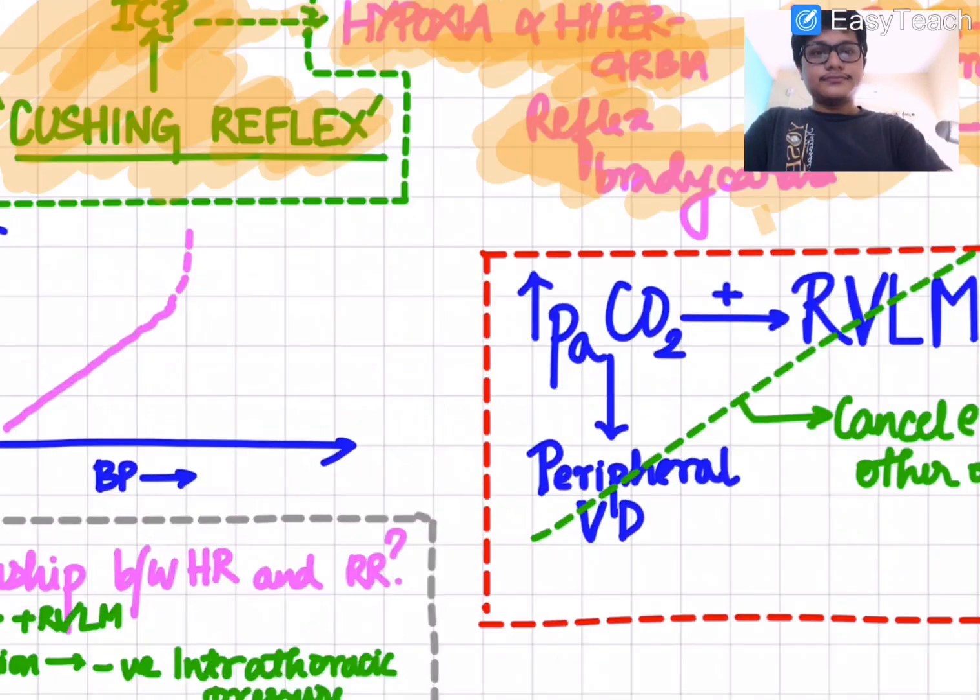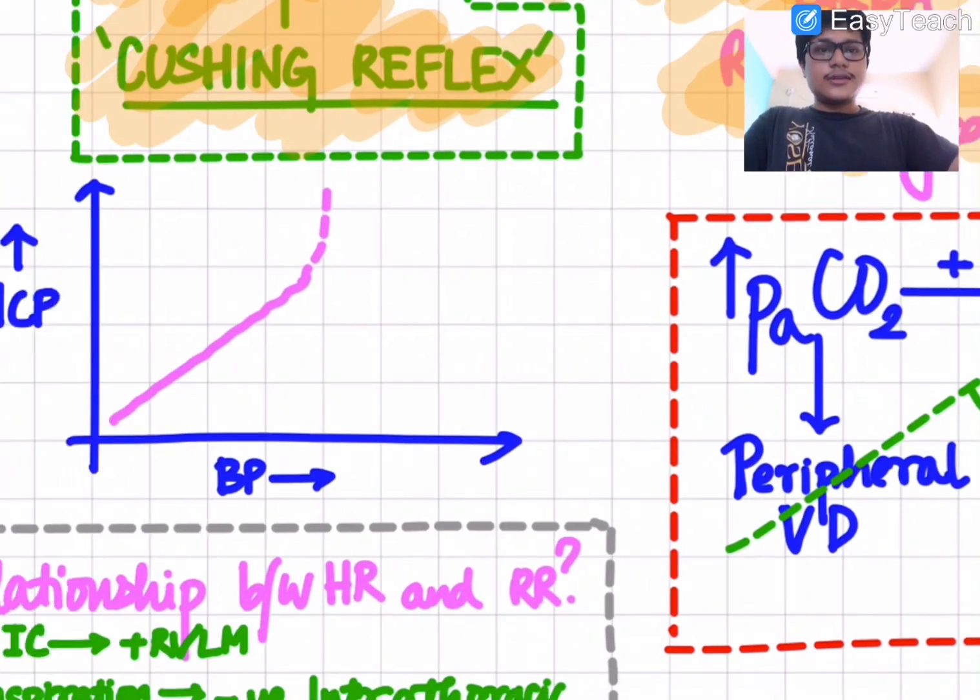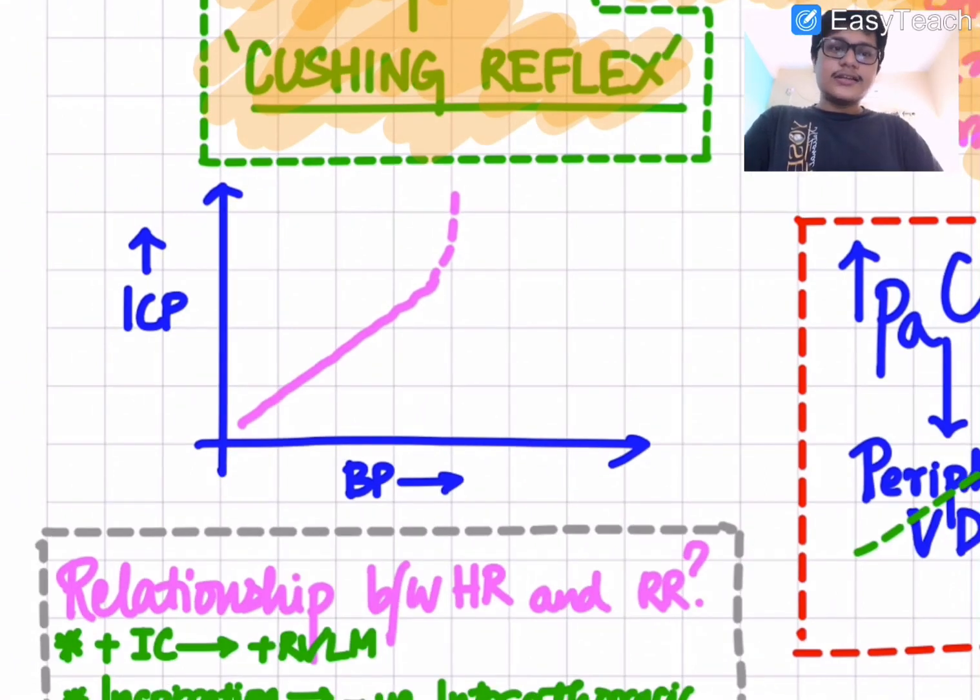Now, one thing you should keep in mind is that an increase in intracranial pressure will not indefinitely increase the blood pressure. There is a limit. So for some time there will be a linear increase in blood pressure with increase in intracranial pressure, but finally after reaching that limit, blood pressure will not increase much with respect to an increase in intracranial pressure.